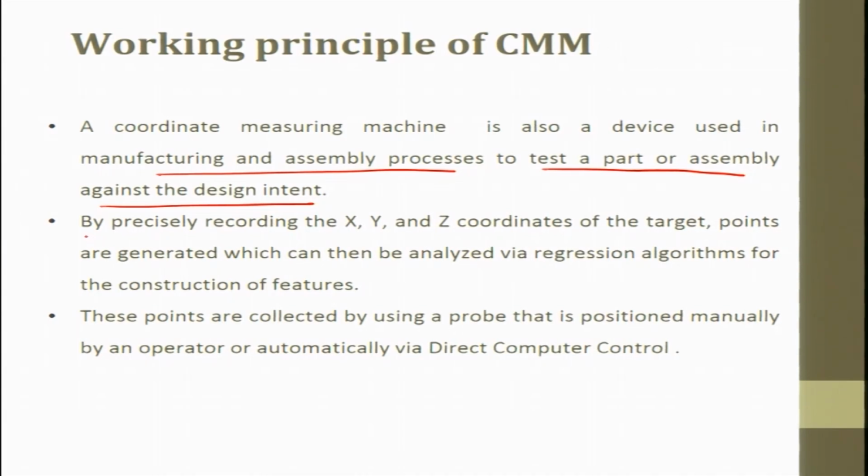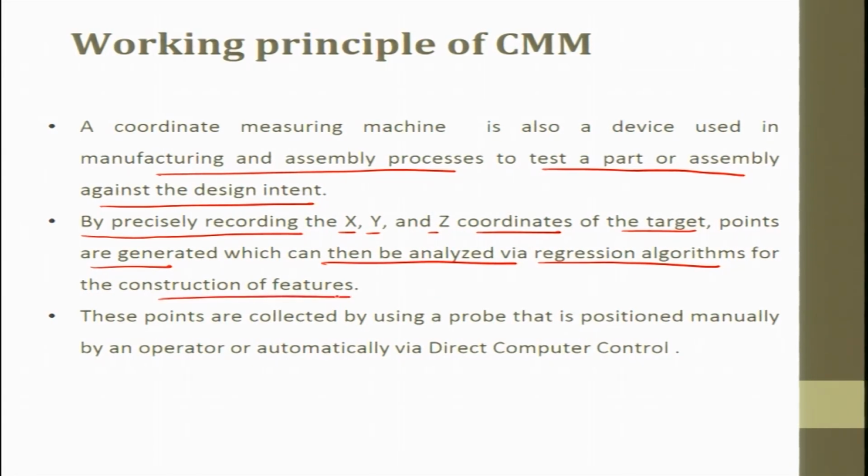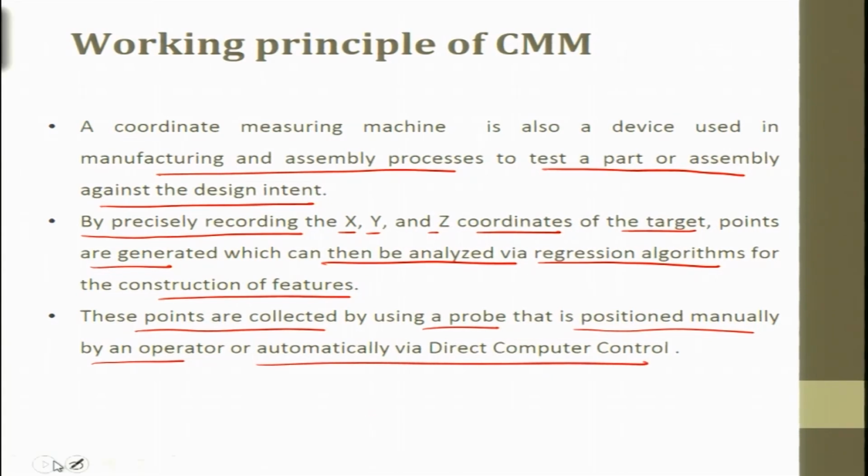By precisely recording the x, y and z coordinates of the target, points are generated which can then be analyzed via regression algorithms, because we can have mathematical relations, mathematical equations, which are regression algorithms as well. Via these, the points can be analyzed for construction of the features that we finally need in our product. These points are collected by using a probe that is positioned manually by an operator or automatically by direct computer control.